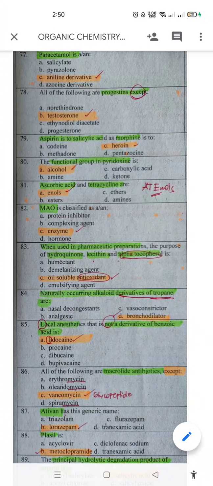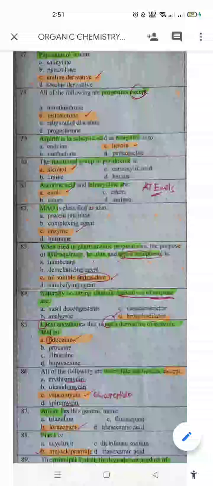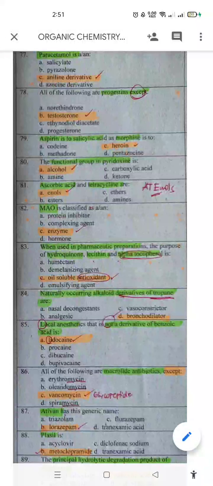Other examples of macrolides are erythro, azithro, and claritro, and of course, what is written there, oleando and spiramycin. I repeat, vanco is a tricyclic glycopeptide. Number 87. Ativan has the generic name lorazepam. Brand name, Ativan. This is a benzodiazepine used as anxiolytic. So Ativan or lorazepam is primarily used as anxiolytic.